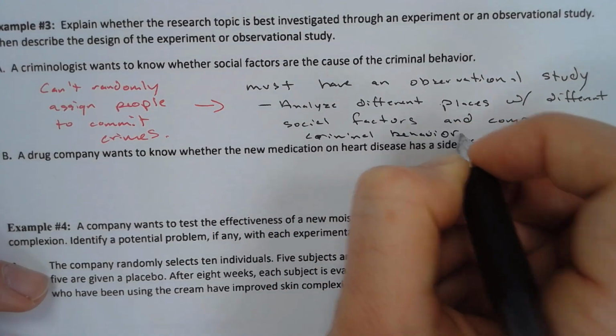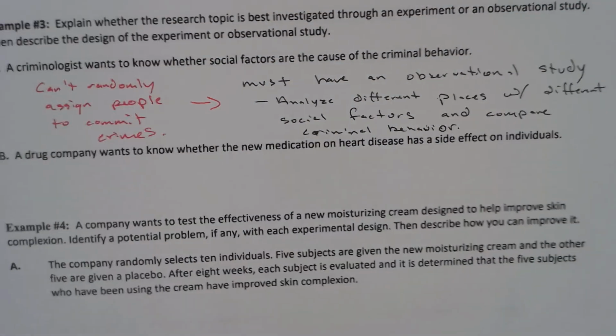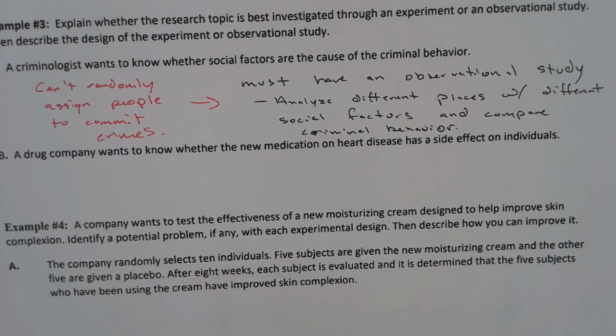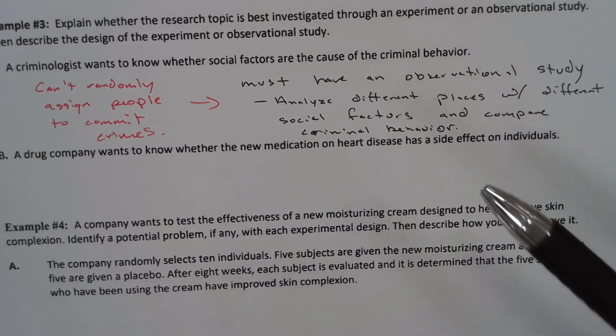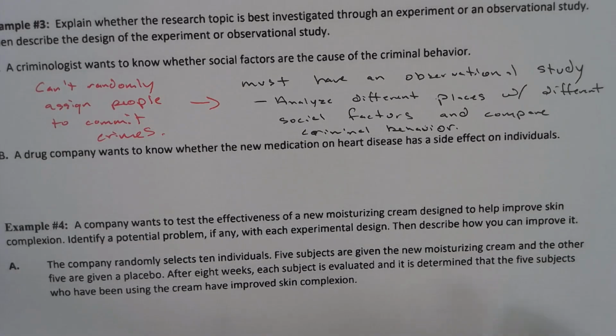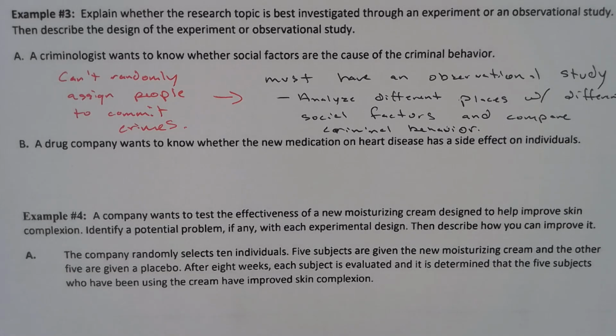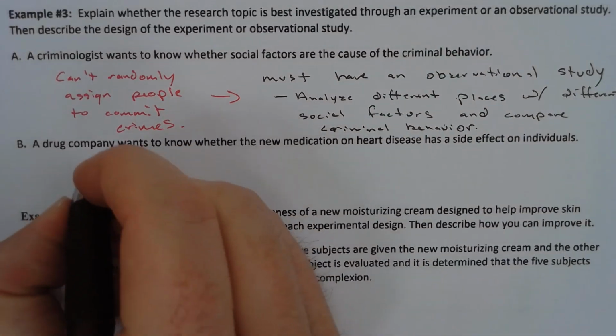So we'll analyze different parts of the country. We'll see how they have different social factors, and we'll see, is crime different in those places? And then again, we can't do cause and effect, but we can see, is there an association between those things? Versus B, a drug company wants to know whether a new medication on heart disease has side effects on individuals. Yeah, you better do an experiment.